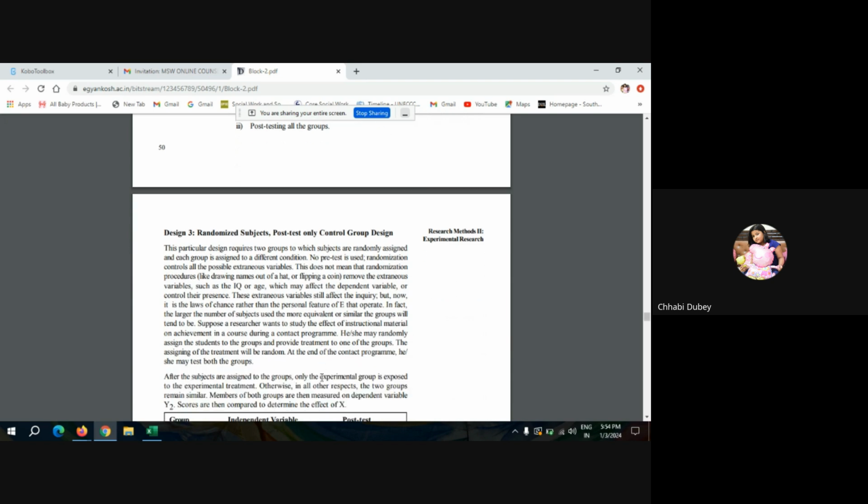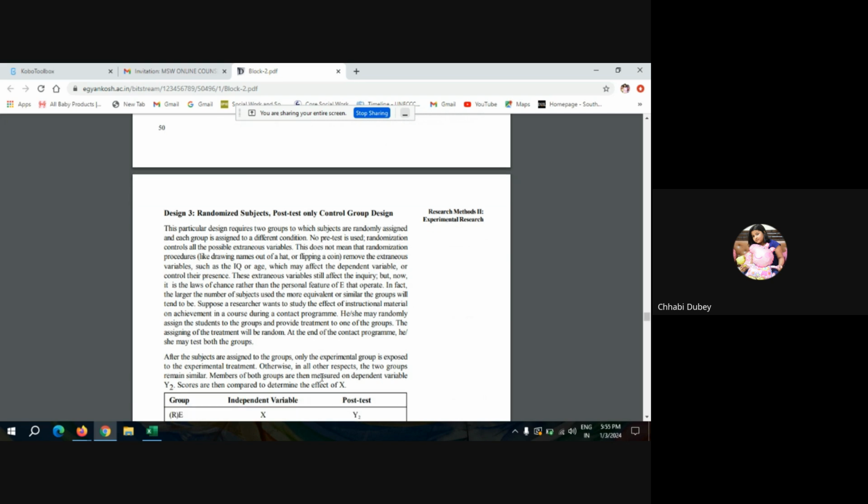There is another third design which is known as a randomized subject post-test only control group design. This particular design requires two groups to which subjects are randomly assigned, and each group is assigned to a different condition. Here the pre-test is not used, and randomization controls all the possible extraneous variables, so we know that all the respondents will have equal chances of representation. And this does not mean that randomization procedures remove the extraneous variables.